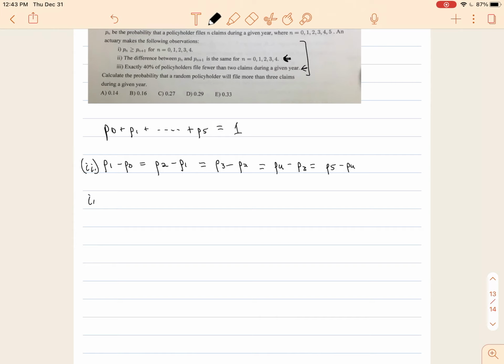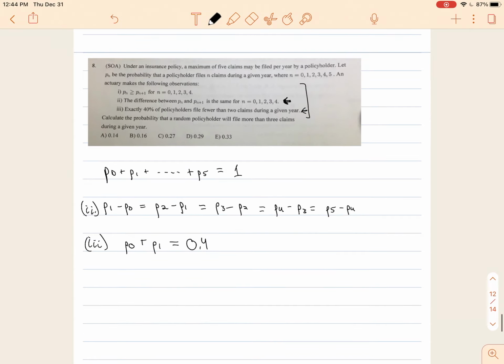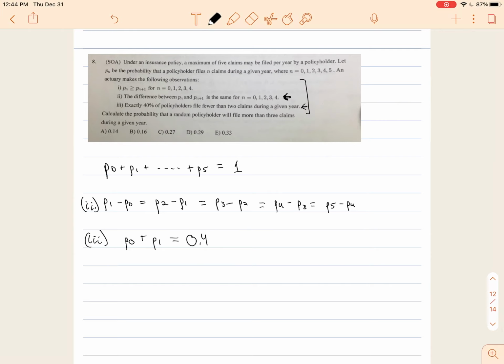The third point is saying that exactly 40% of policyholders file fewer than 2 claims during a given year. So fewer than 2 claims is 1 and 0. That means the probability of them filing 0 claims plus the probability of them filing 1 claim is 0.4. So what can we do with this to figure out the probability the random policyholder will file more than 3 claims? More than 3 is just P5 and P4. That's all we need to find here.